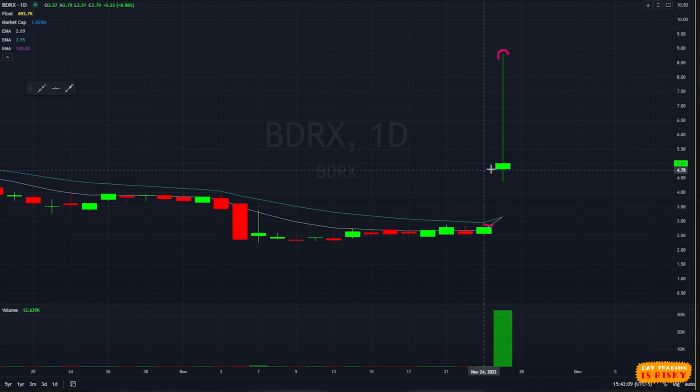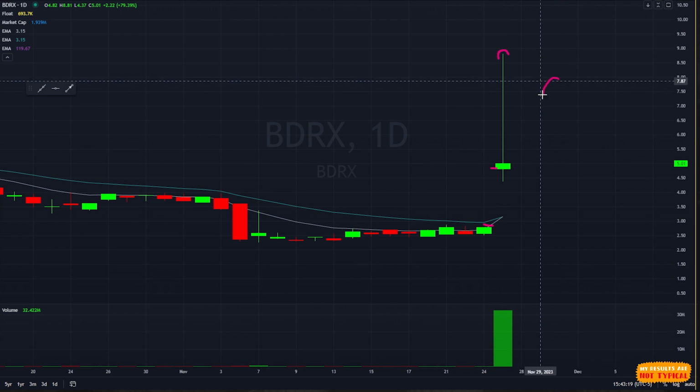Now it ended up opening, as you can see, the bottom of the green candle is the open. So today we opened at 482, and then when the market opened, we got this nice move. And that's what we call the gap and go. So it gapped up and then it went, it squeezed.